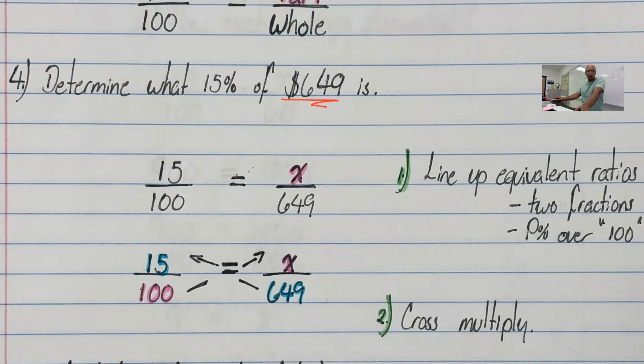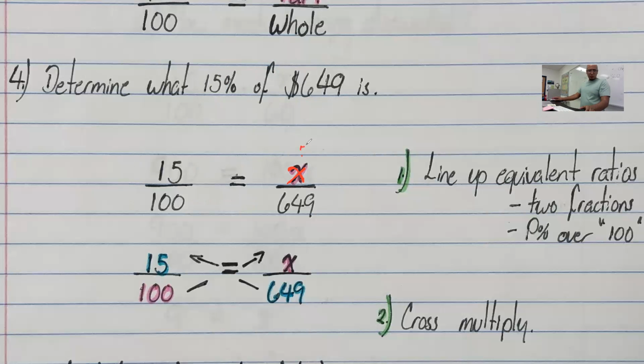And as we know from our model up there, the whole, or the total, or the original amount is always the denominator. That is our 100%, if you will. So we're essentially asking, if 100% is $649, then 15% is what amount? Now notice that I'm using an X. This is the letter X. I can use any letter, but in math and science, using the letter X to represent an unknown value is very common. So you'll be seeing that a lot more in this class from now on.